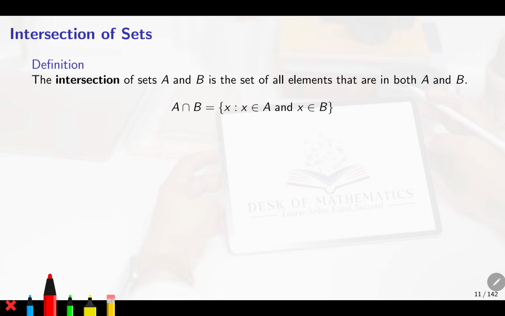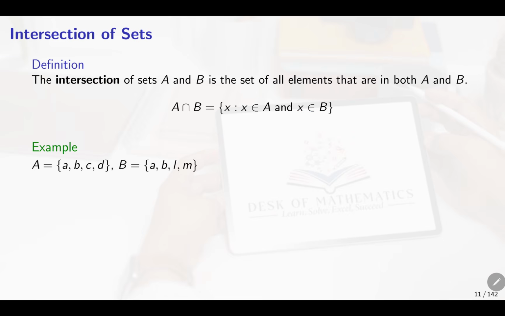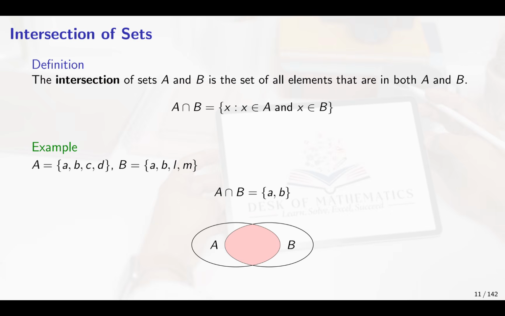In the intersection we have those elements which are in common, meaning those elements which are in A as well as in B. That set, A intersection B, is again a set. For example, A has the elements a, b, c, d and B has the elements a, b, l and m. You can observe that a is in A as well as in B, and b is in A and in B. So these two elements are in the intersection, so we can write A intersection B has the elements a, b. So this is the intersection.